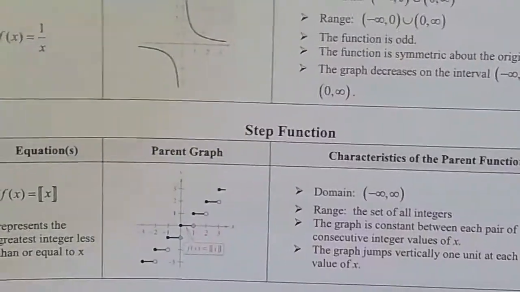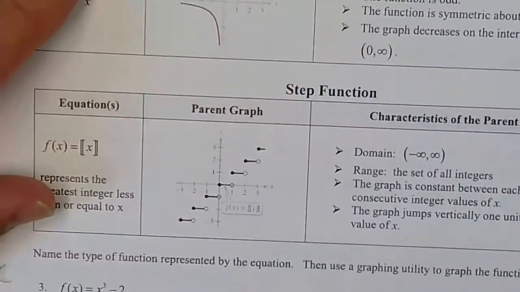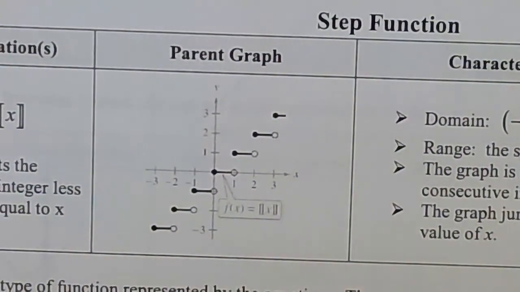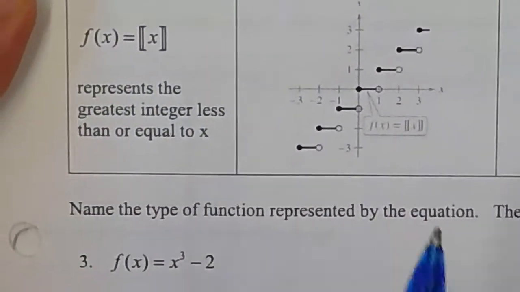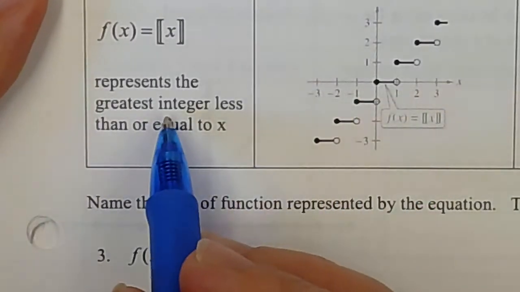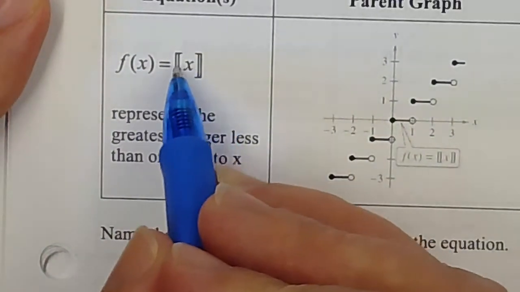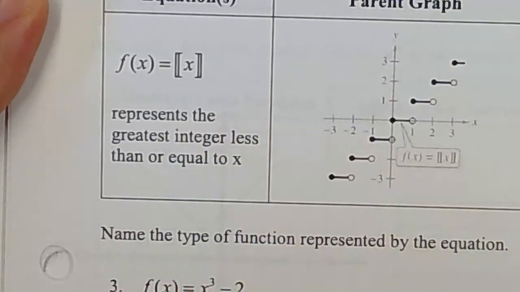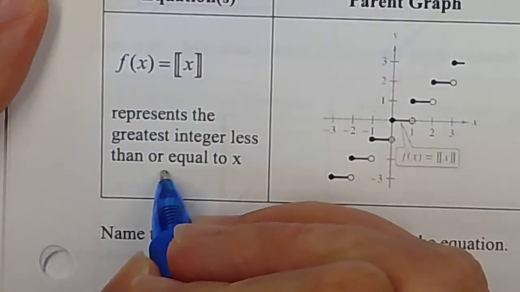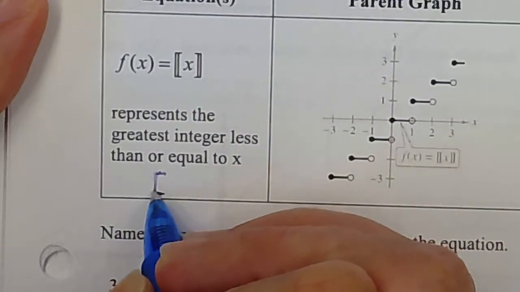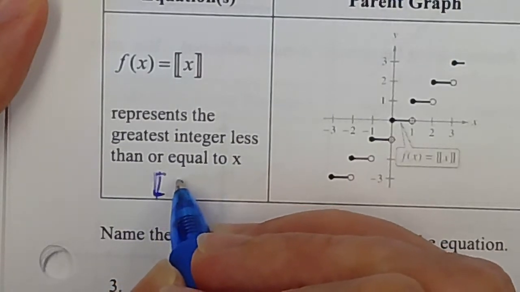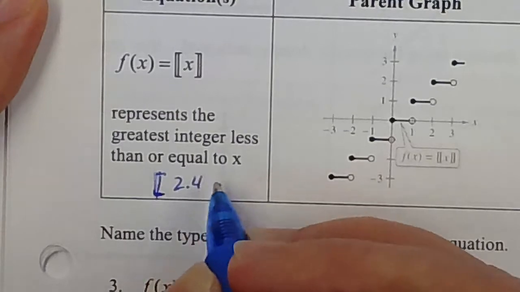All right, so the step function. It's called the step function because it looks like steps. And here's what's happening. The definition explains why it creates these steps. This weird looking bracket represents the greatest integer less than or equal to x. So, greatest integer less than or equal to x. Let's say I had this bracket here. This is usually how I draw it: just a square bracket and then another line in between, with 2.4.